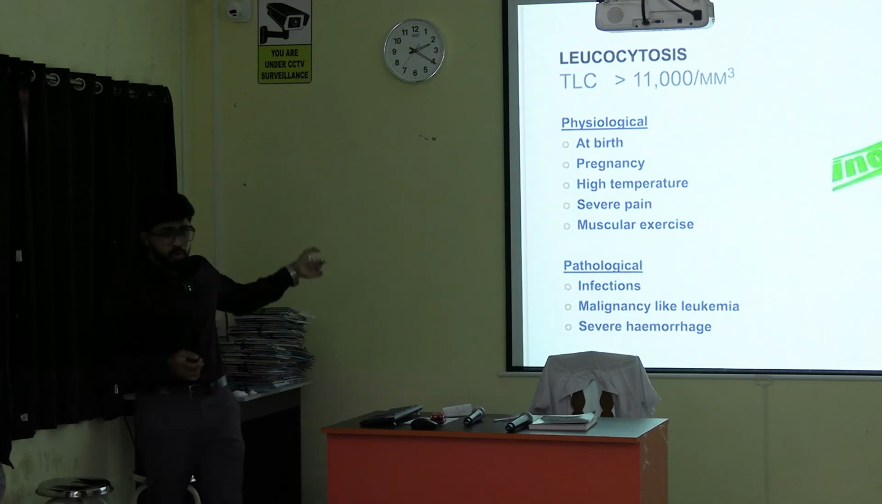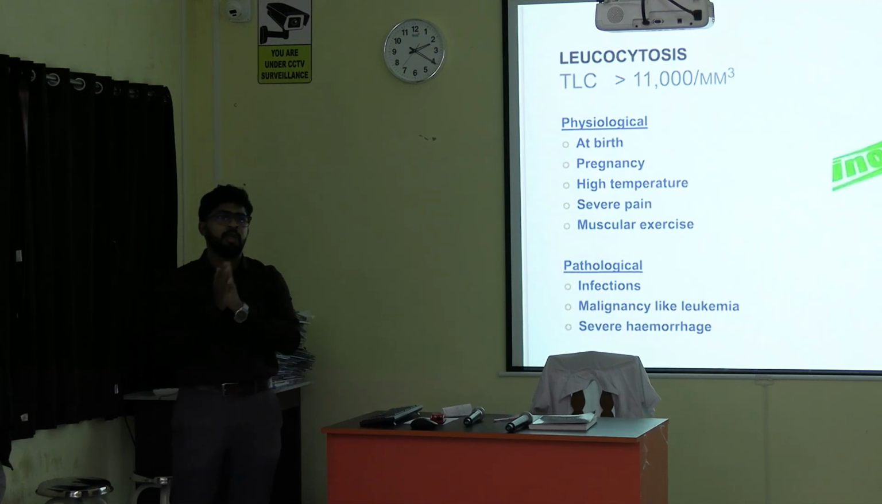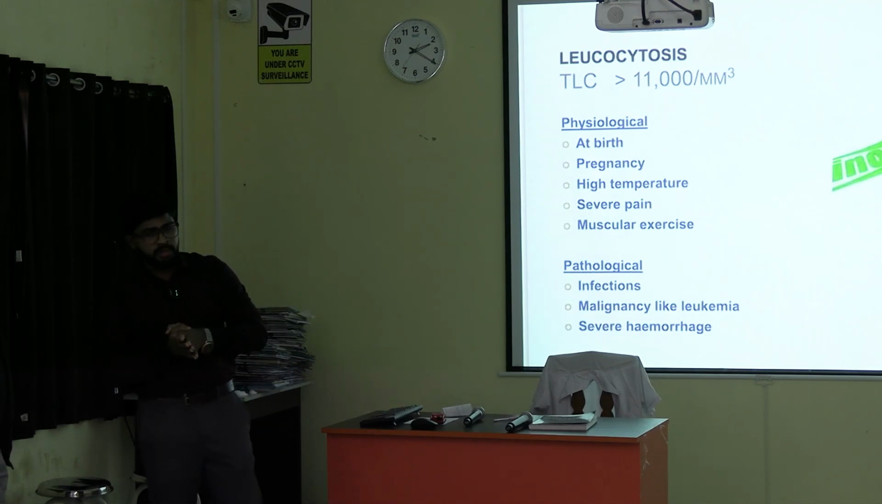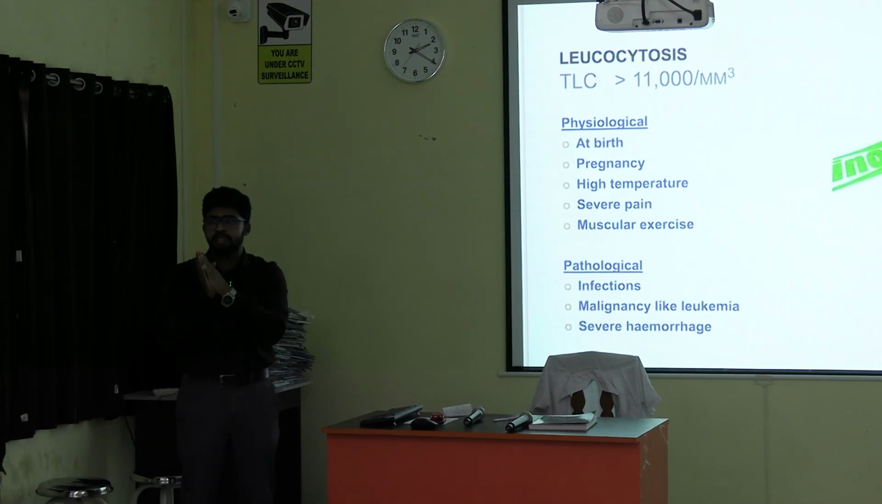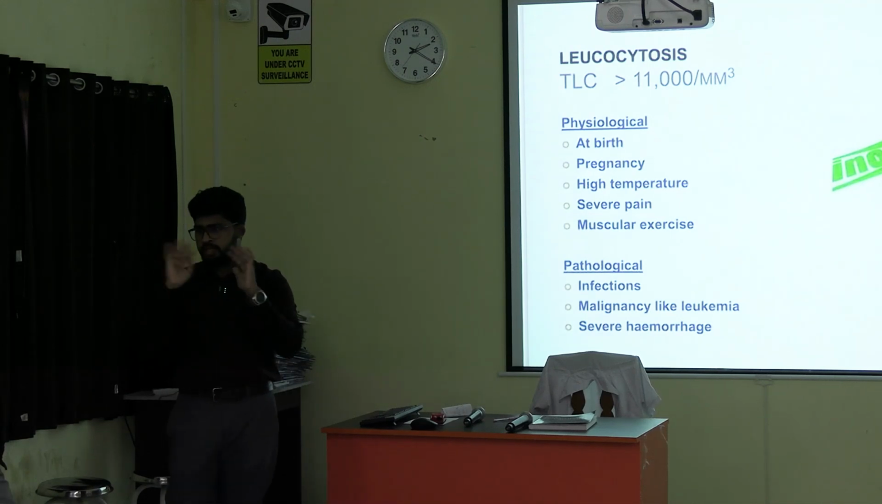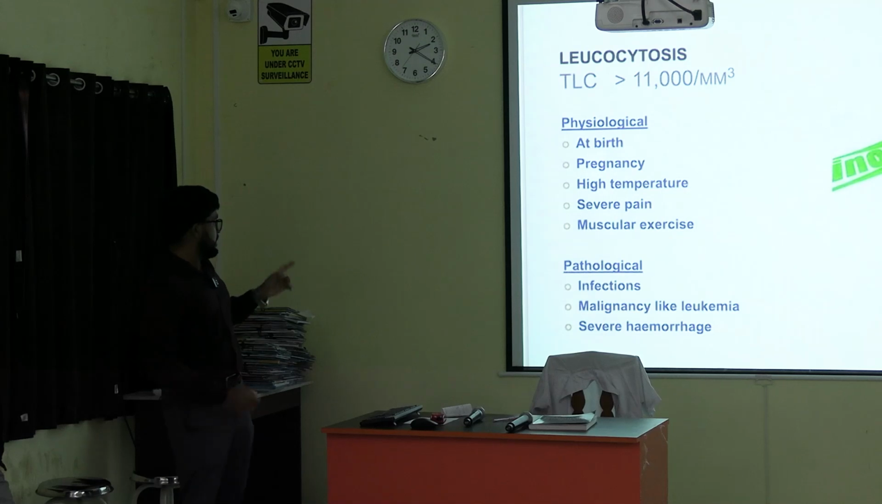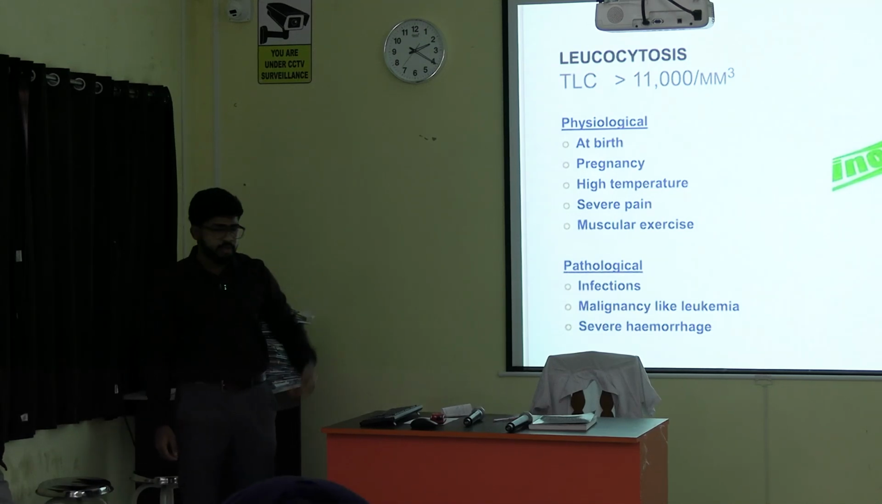Okay. Now in physiological causes the same thing happens. If someone has fever without any infection, there is also an increased amount of adrenaline in your blood. Okay, so these do what? These do the same thing. They release more WBCs from the bone marrow and also release WBCs that are stuck to the endothelium. Okay. Then there is severe pain. Also in case of severe pain there is leukocytosis.